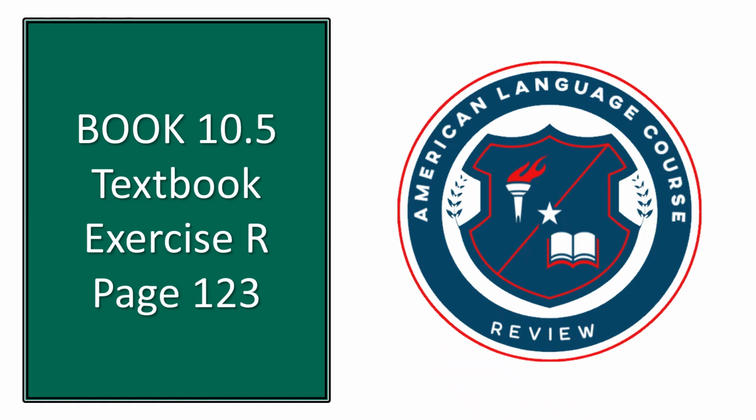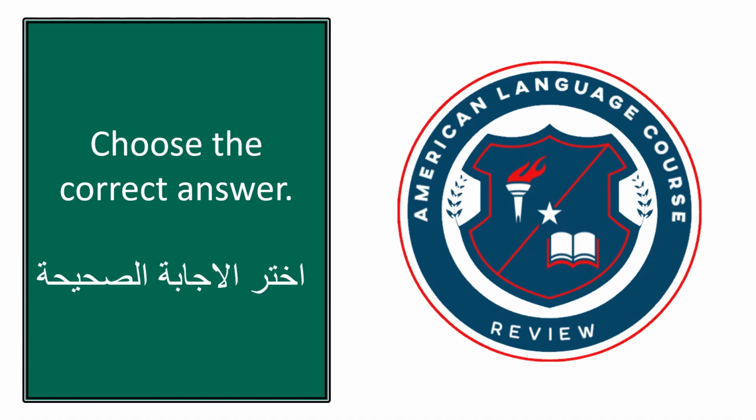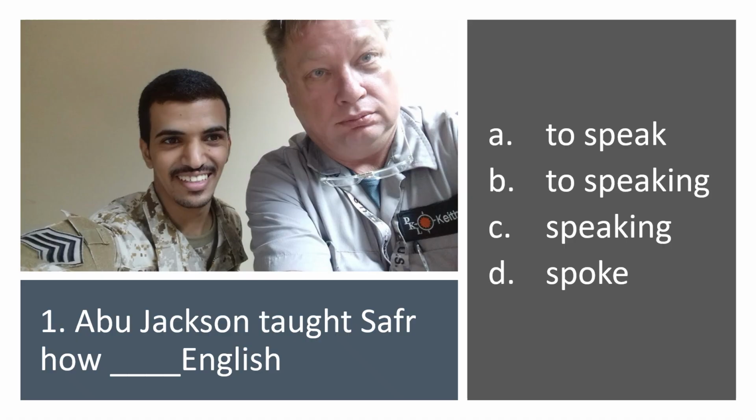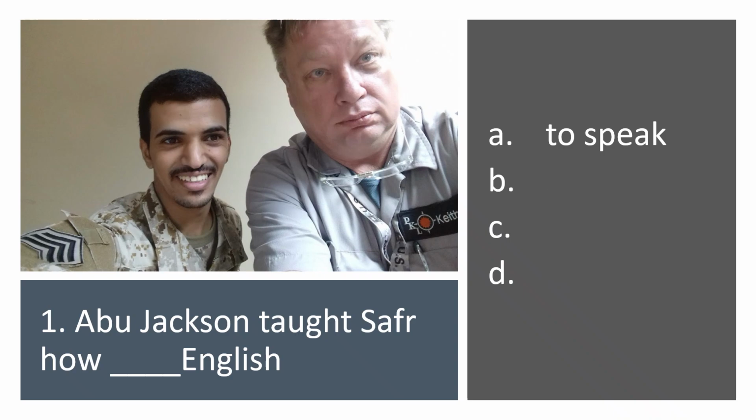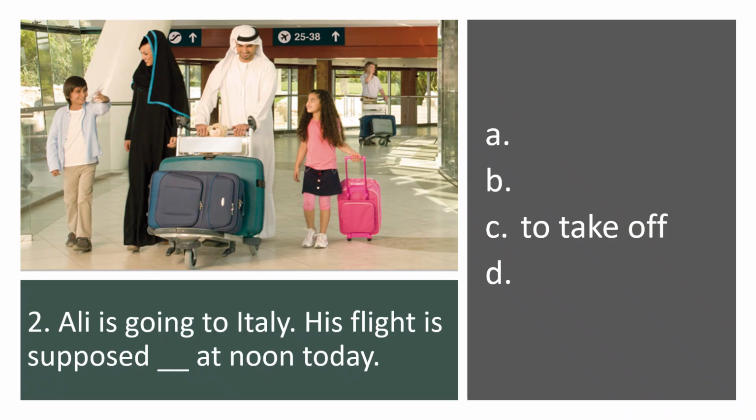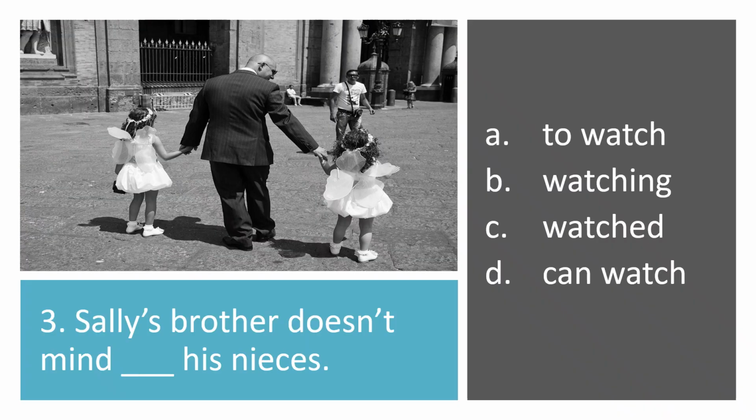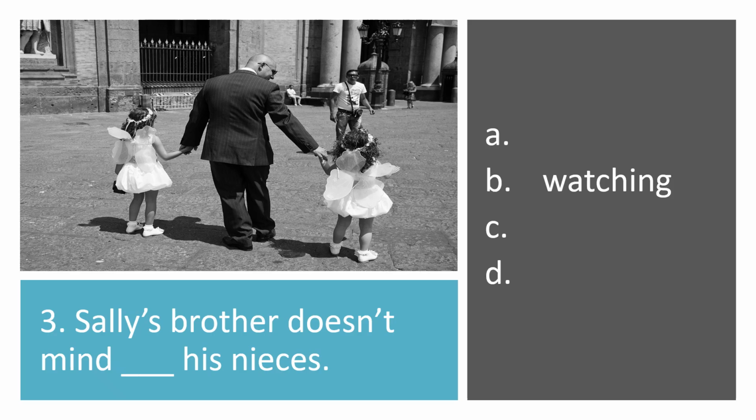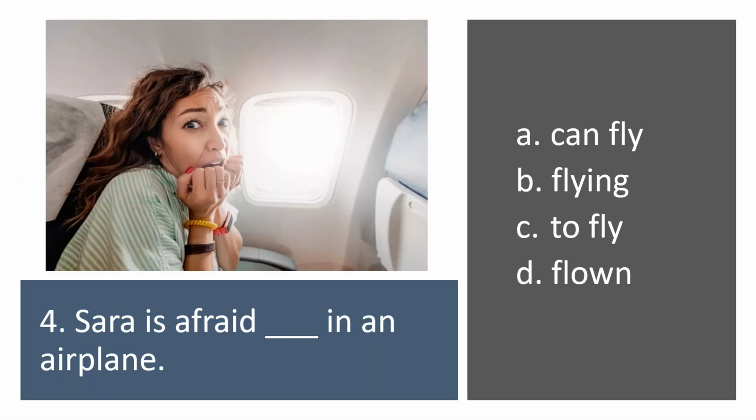Book 10, Lesson 5. Textbook Exercise Romeo. Choose the correct answer. Abu Jackson taught Safar how to speak English. Ollie is going to Italy. His flight is supposed to take off at noon today. Sally's brother doesn't mind watching his nieces. Sarah is afraid to fly in an airplane.